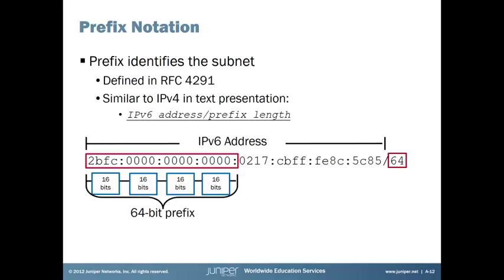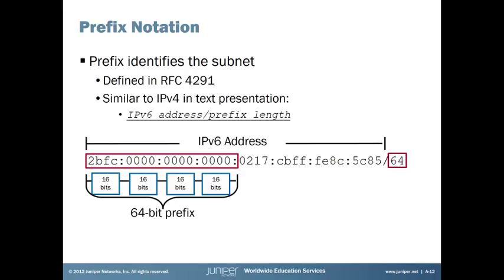The prefix notation, we've got an RFC that actually defines that. One of the things about IPv6 is that the host address is always 64 bits. One of the things that we straight away don't do in IPv6 is we don't ever subnet. Why? Because we've got plenty of addresses. We don't need to worry about trying to subnet them to conserve address space. That's not a problem at all.